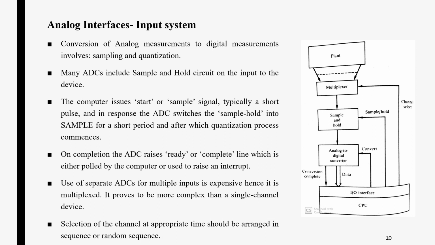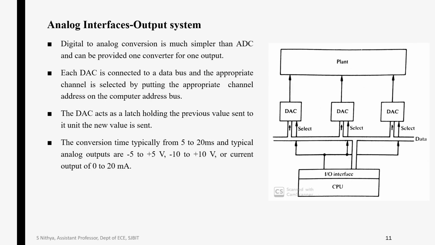On completion of the ADC conversion, the ready or complete line is either polled by the computer or used to raise an interrupt. Using separate analog to digital converters for multiple inputs is expensive, hence the input is multiplexed, so it proves to be more complex than single channel devices. The selection of the channel at the appropriate time should be arranged in sequence or random sequences. Okay, so that is nothing but the input interface side.